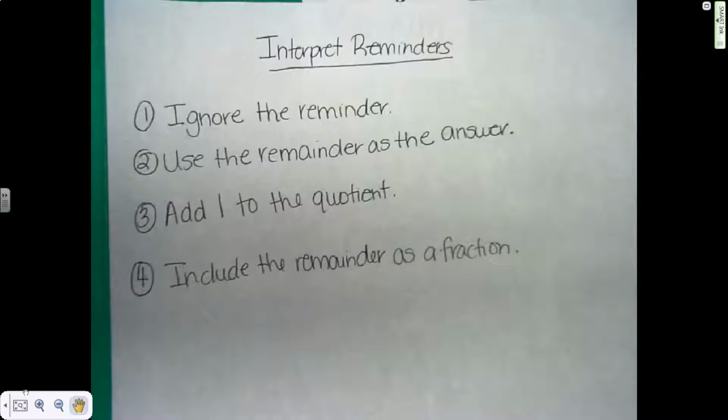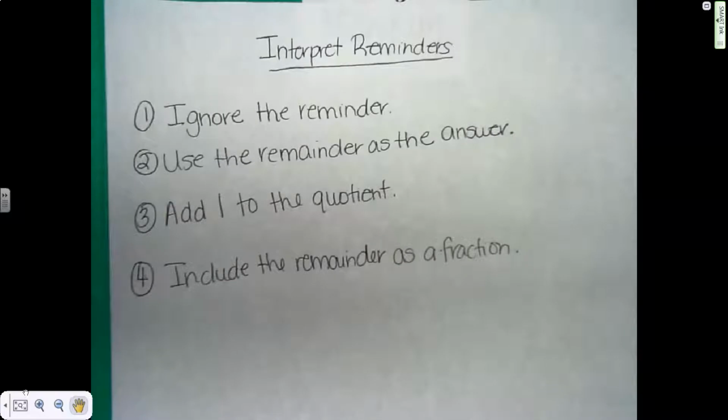Second thing we can do with remainders is we can use the remainder as the answer. So if the problem asks you how many cookies were left over, how many cookies would not fit in a box, then that would be a time we would just use the remainder as our answer to the word problem.